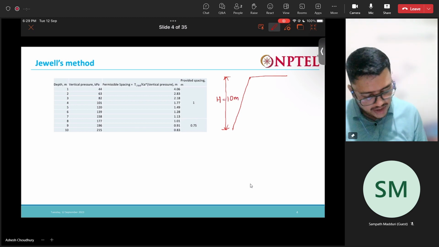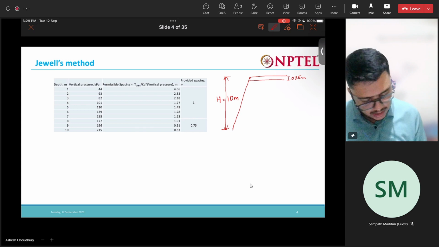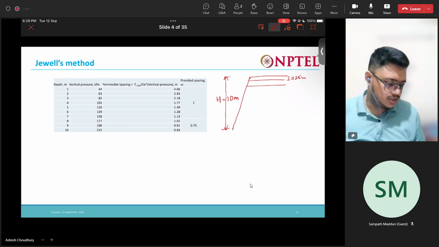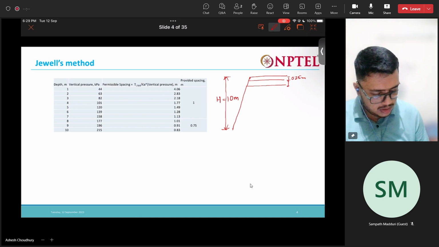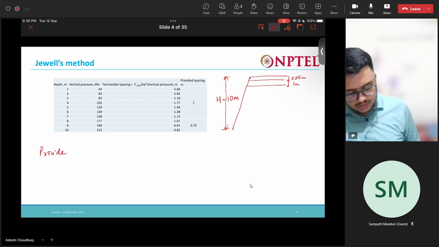Let us provide the first geogrid like this at a depth of, say, 0.25. Like this we will start placing the geogrids. From here this one will be 1 meter, so like this we will be spacing. So provide reinforcement at levels. I will just write the levels, say 0.25 meter.